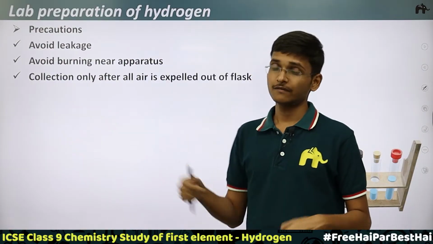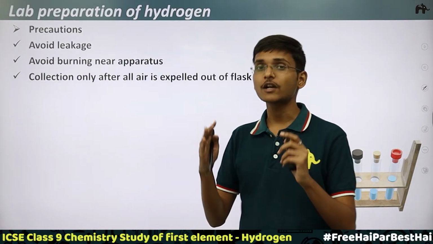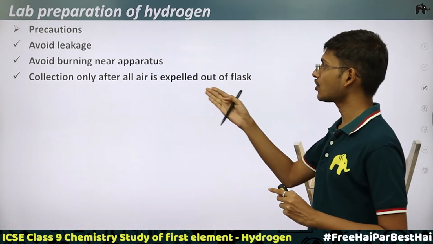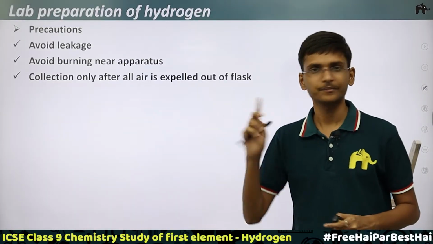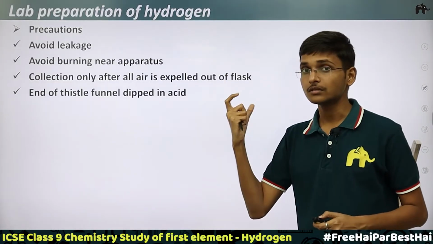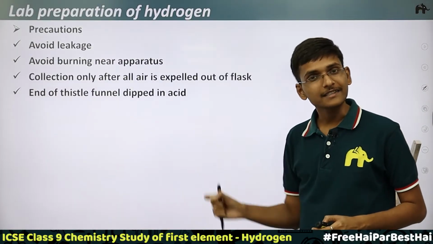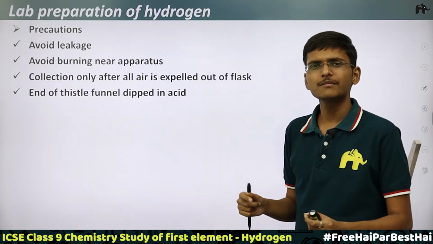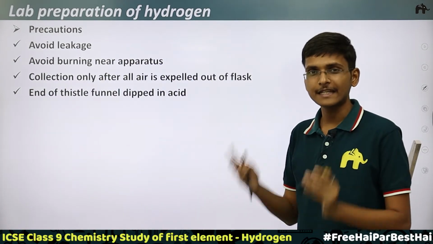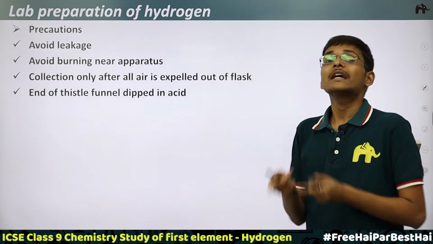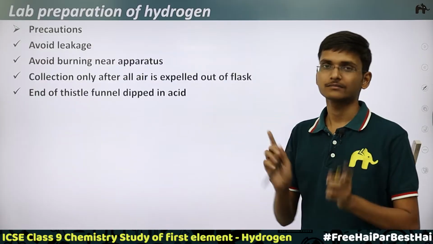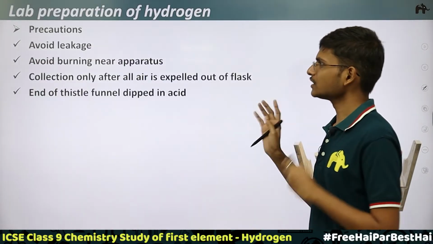Another thing is we have to collect only after all the air is expelled out of the flask. We have seen this while we were doing the process. And lastly, the end of the thistle funnel should be dipped in acid. Why? Because we don't want our hydrogen gas to escape through the thistle funnel. Clear? Okay, so that's it.